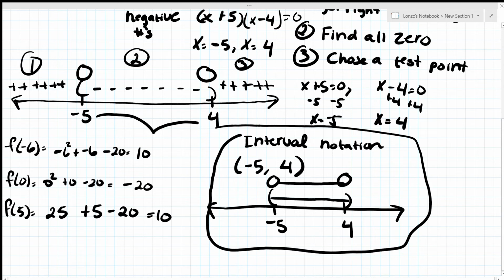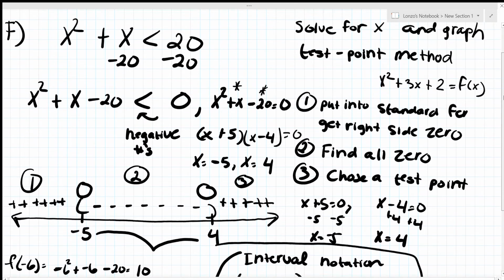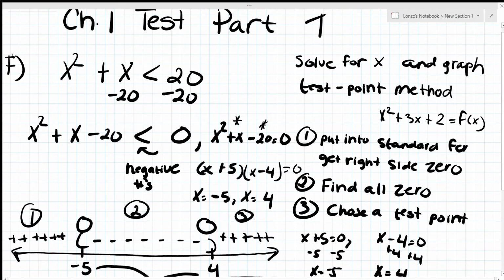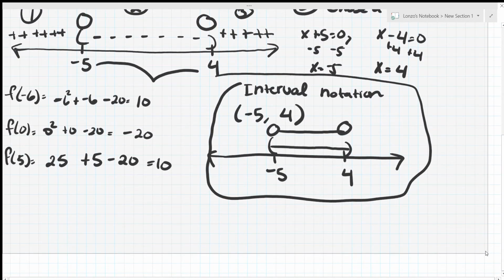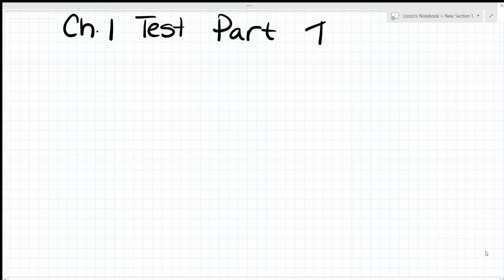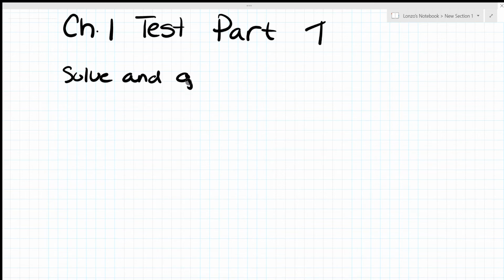Okay, so this was just a regular polynomial. Now our last one is going to be a rational inequality. The question says solve and graph, and then I want to put it in interval notation.